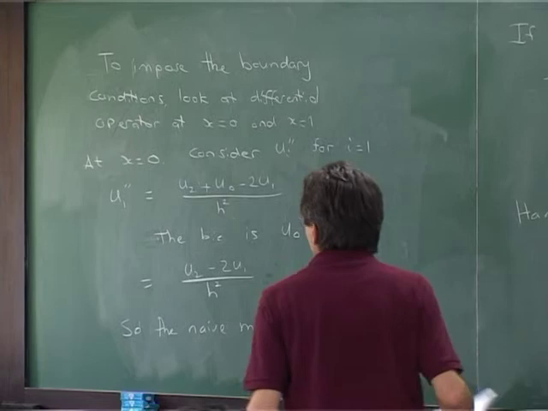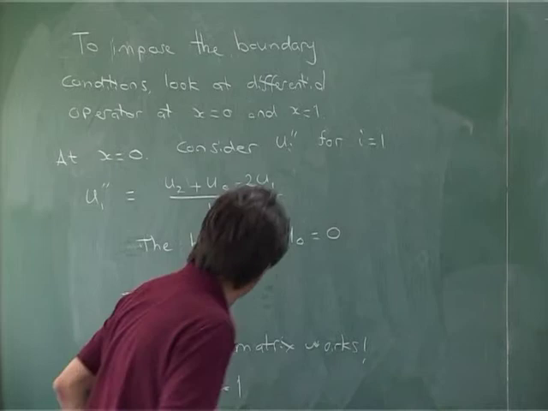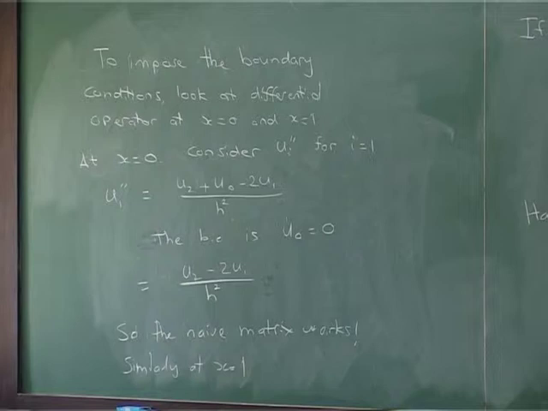All right? And similarly, the same thing happens. All right. So if you can't see the bottom of the board, similarly at x equals 1. If you do the same calculation at x equals 1, you find exactly the same thing, and now you have minus 2, like this, etc. Okay. So this is how you've constructed your matrix, and this is now what you want to solve.